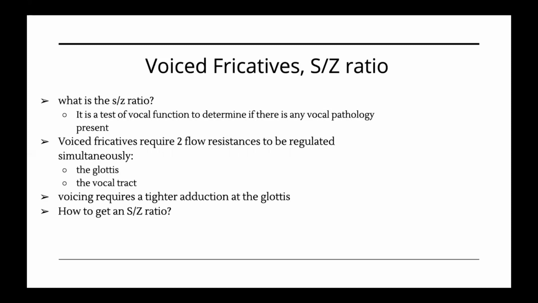To get an SZ ratio, we would require the client to sustain the S as long as possible, sustain the Z as long as possible. We would measure both sustained sounds in seconds, divide the times that we get. We would do this for 2 trials and keep the better trial, which would be the number closest to 1. Anything higher than 1.4 is concerning for possible pathology.